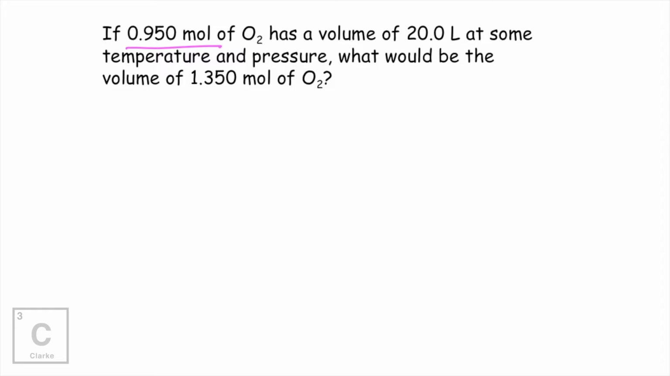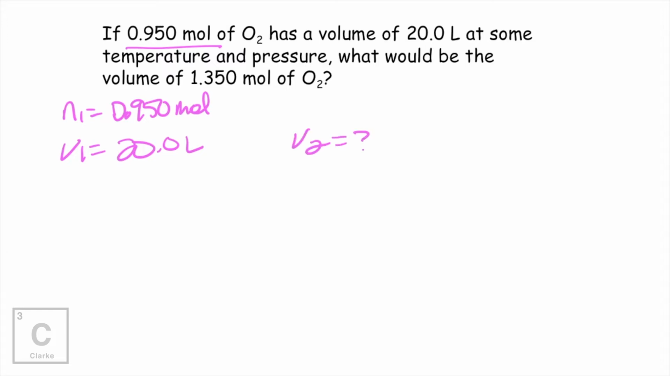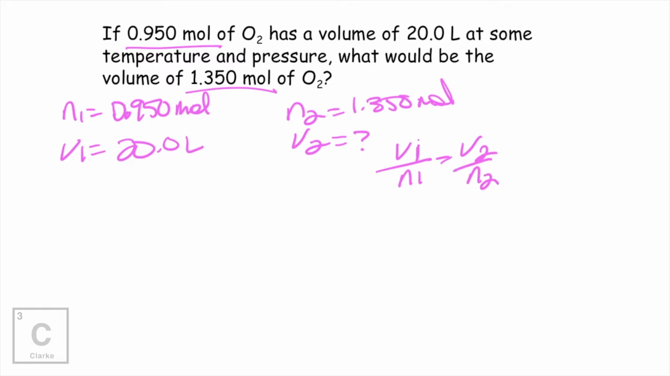So here we've got moles, so that's N1, 0.950 moles. Has a volume, this is volume 1, of 20 liters. And then it says at some temperature and pressure, so that's not important. So what would be the volume? We don't know the volume 2. And then this last number is in moles, so that's N2, 1.350 moles. So we're going to use Avogadro's law, V1 over N1 equals V2 over N2.